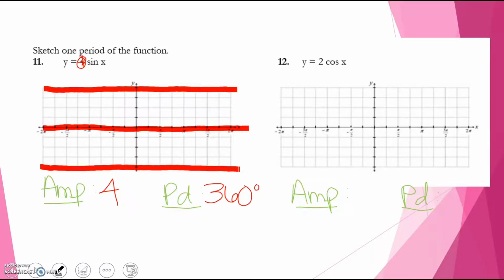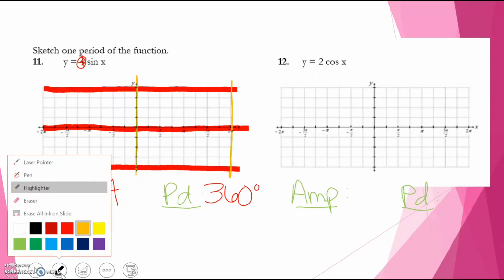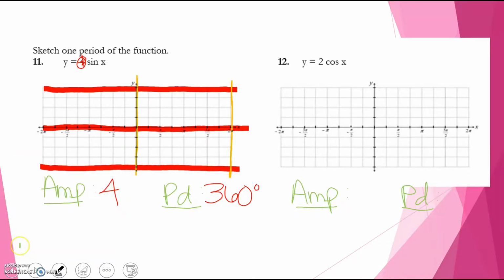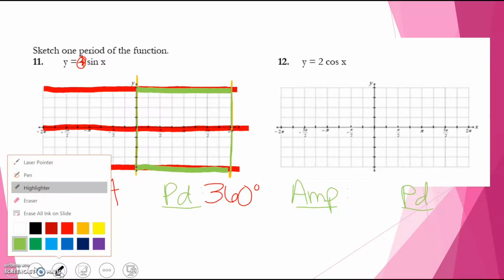So then you want to find your period. So the period is 1 revolution. So you're going to start at the axis, and it's going to stop at 360, which is 2 pi. So right there. So basically I've defined a space where I am going to be drawing. So it's going to be this space right here is where my sine graph is going to go. So then you need to draw it.